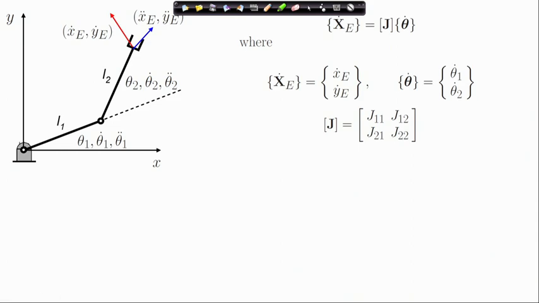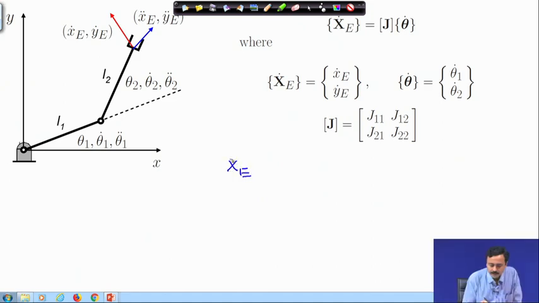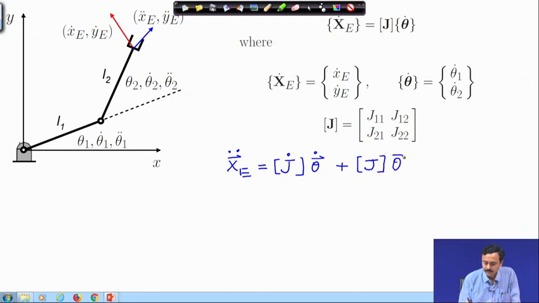Now, if you differentiate this velocity relation with respect to time, as we have been doing, we will obtain x e double dot is equal to the time derivative of the Jacobian. Remember that the Jacobian is a function of the configuration. So, time derivative of the Jacobian times the joint velocity vector plus Jacobian matrix times the joint acceleration vector. Now, this Jacobian derivative is now a little more complicated.